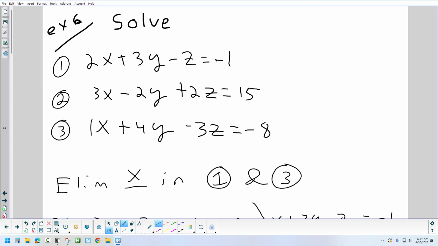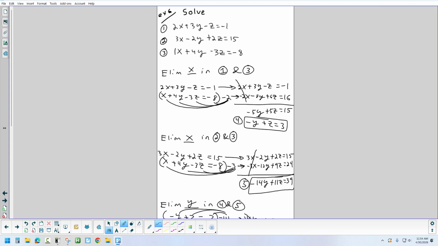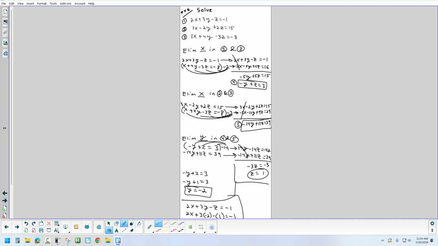Okay, so that's pretty much every time you're solving a 3 variable system, that's pretty much what it looks like. You get your 2 equations, and then you simplify that down, and you get your 1 answer, and then you plug it back in. That's all it is.